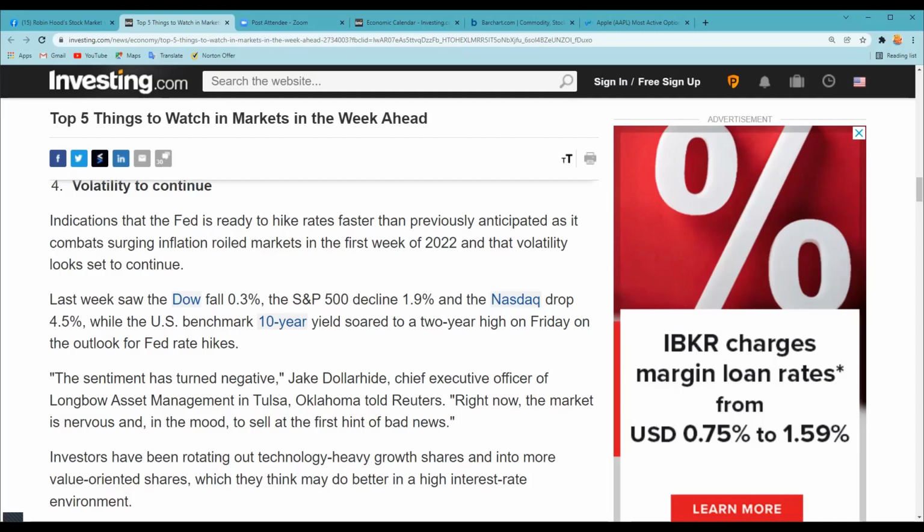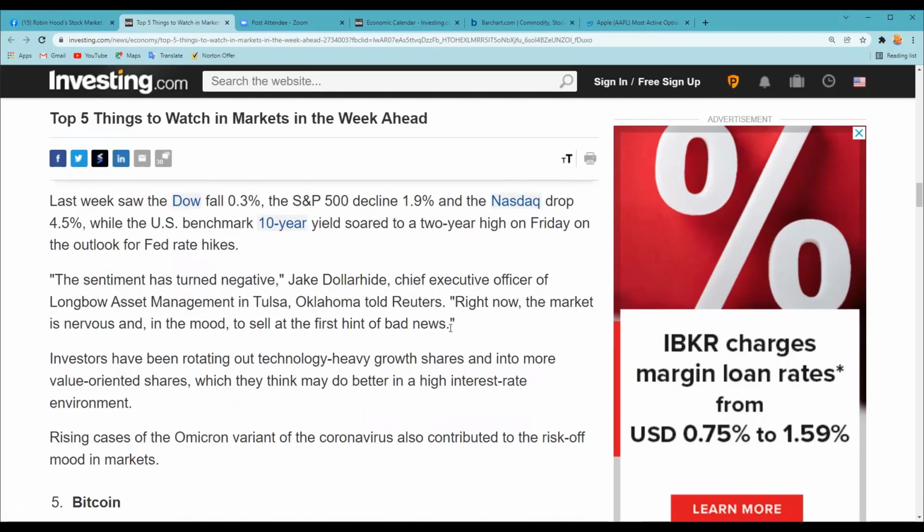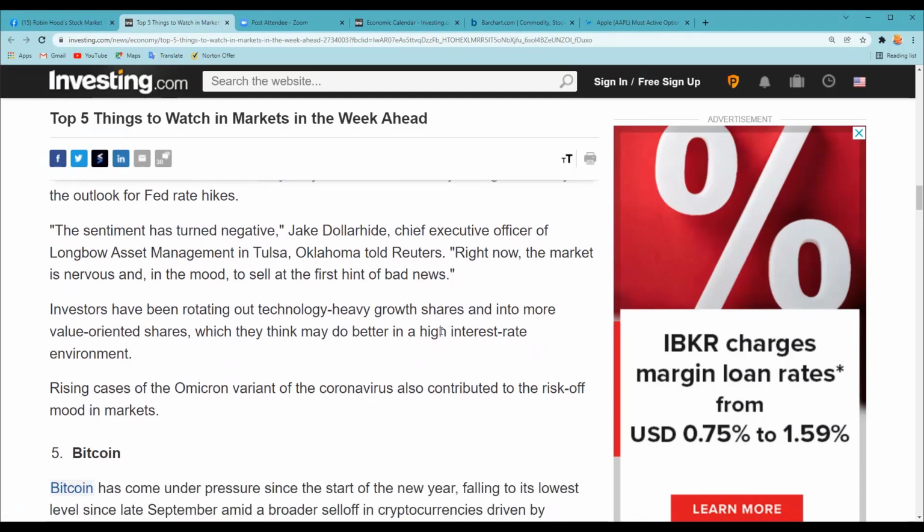Last week we saw that the Dow fell about 0.3%, the S&P declined 1.9% and the Nasdaq dropped 4.5%, which is quite a bit. While the U.S. benchmark 5-year yield soared to a 2-year high on Friday on the outlook for Fed rate hikes. The sentiment has turned negative, Jake Dollarhide, Chief Executive Officer of Longbow Asset Management in Tulsa, Oklahoma, told Reuters. Right now, the market is nervous and in the mood to sell at the first hint of bad news.